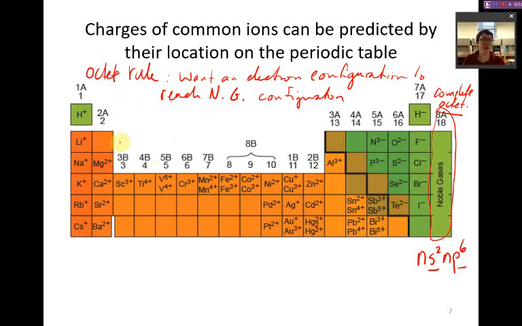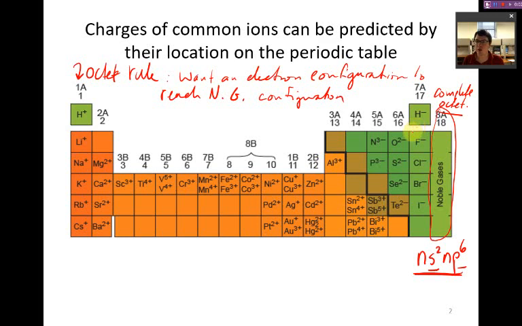Therefore, when other elements form ions, they do so such that for the most part they will achieve this type of configuration. So for example, all of the elements in group 1A, as they lose one electron, obtain the configuration of the noble gas just prior to them on the periodic table.